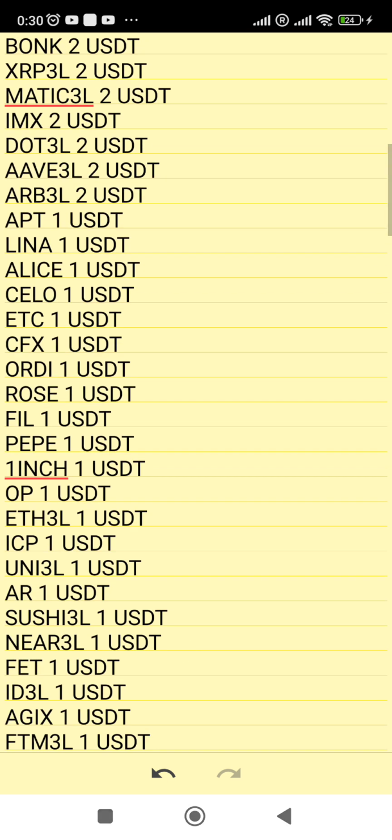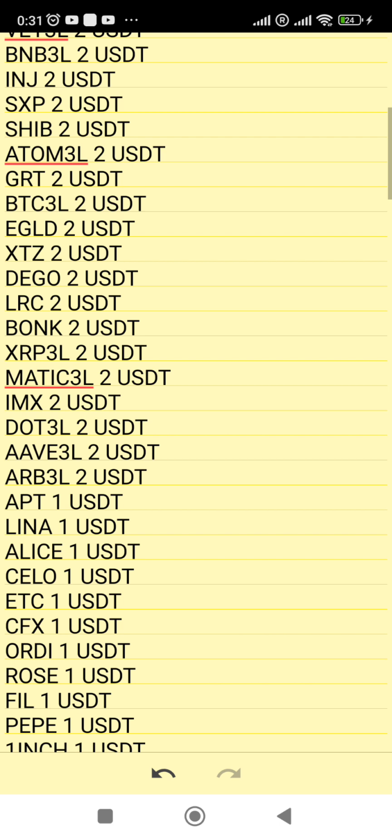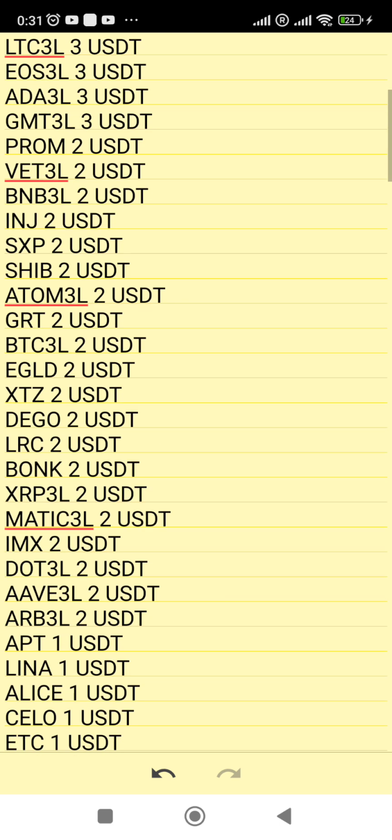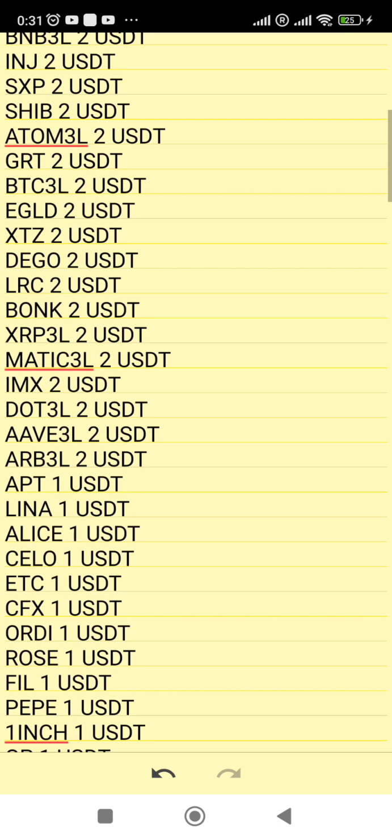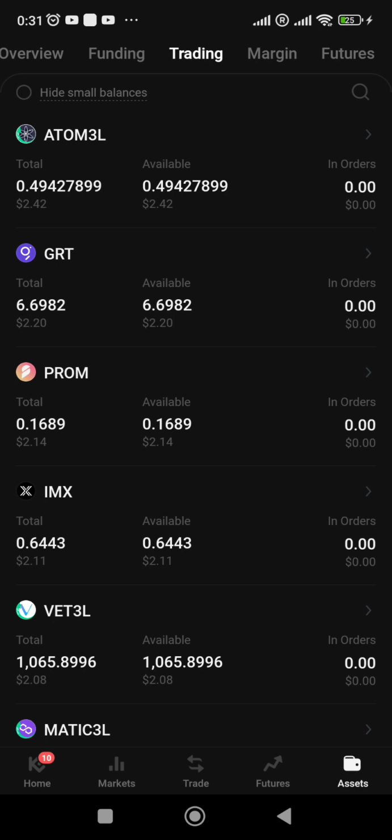Atom, GRT, PROM, IMX. Atom is 2. GRT is 2. PROM is 2. IMX 2. How much are they now? Atom is now 2.42. GRT is now 2.2. PROM is 2.14, IMX is 2.11.